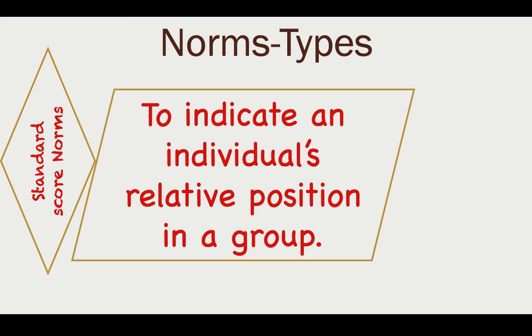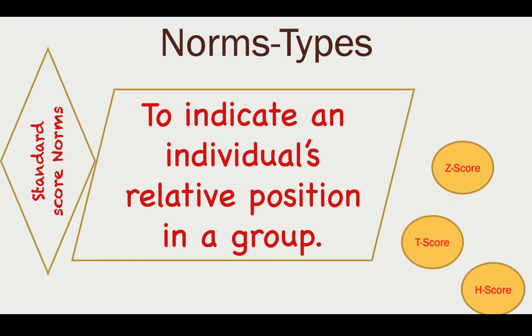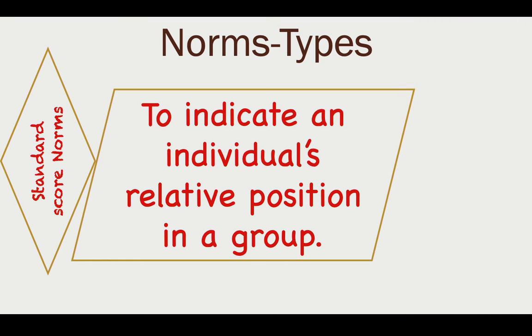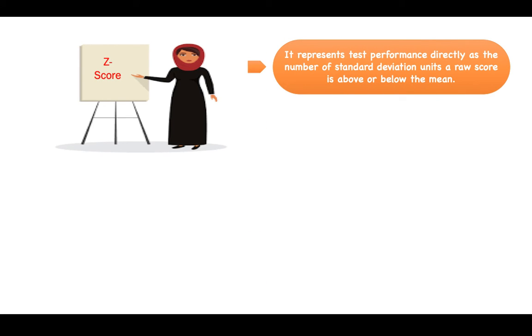There are numerous types of standard scores used in testing, as we have already discussed, like the z-scores, t-scores, or Hull score. The z-score represents the test performance directly as the number of standard deviation units a raw score is above or below the mean. The z-scores are the units of the normal probability curve, as we discussed in the previous video lectures, ranging from minus 3 SD to plus 3 SD, with the mean value 0 and the standard deviation value 1.